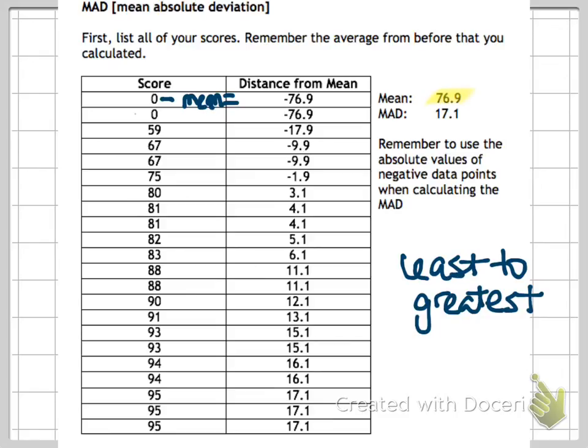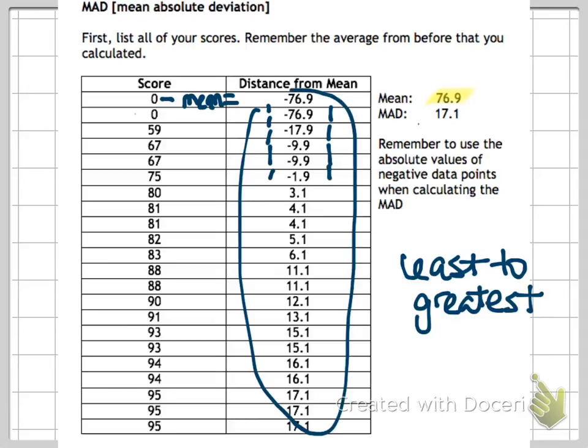So as you go through, you would then find the absolute value first of the negative numbers, because remember, you can't have negative distance. And you will find that the average of this entire set of numbers will equal out to be 17.1.